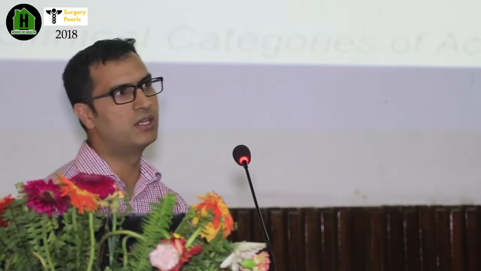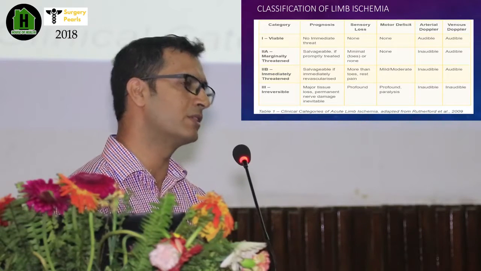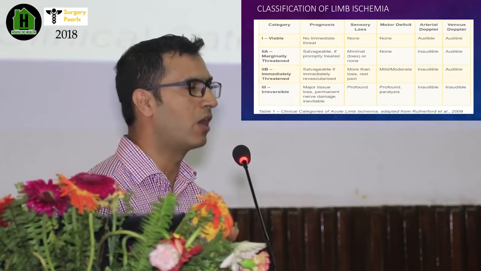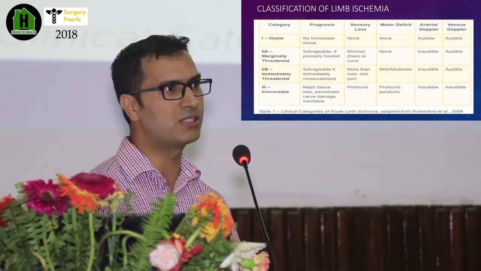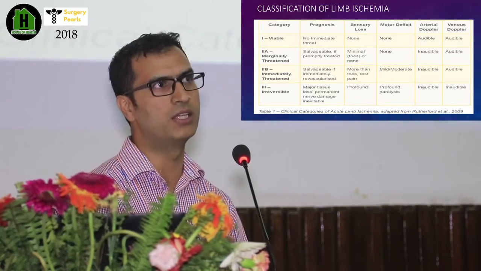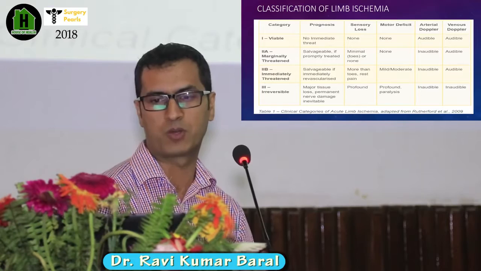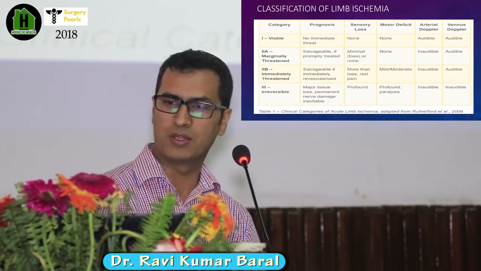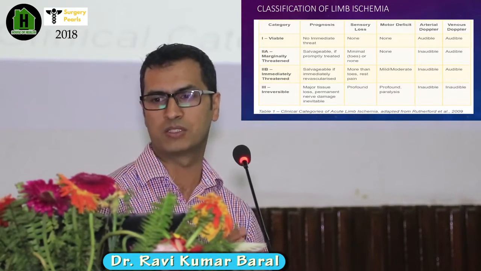So the classification of limb ischemia is adapted from Rutherford. Category 1 is where there is no immediate threat, but the patient might present with features of chronic limb ischemia like claudication, skin changes, ulcers, etc. 2A is marginally threatened, and from 2A onwards we have to intervene in these patients as early as possible. They are marginally threatened and salvageable if promptly treated, and they are defined in many different aspects: motor deficit, arterial Doppler and venous Doppler findings.